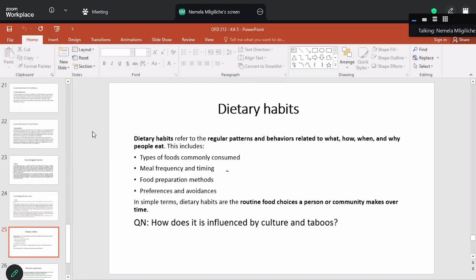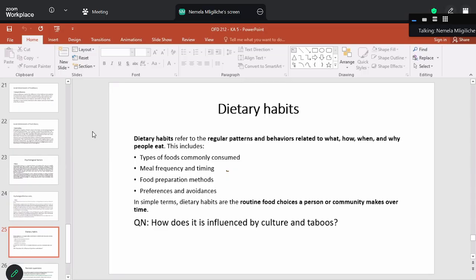Dietary habits refer to the regular patterns and behavior related to what, how, when, and why people eat. It includes the type of food commonly consumed, meal frequency and timing, food preparation and methods, preferences and avoidance. In simple terms, dietary habits are the routine food choices a person or a community makes over time. So in simple terms, that is the meaning of dietary habits.